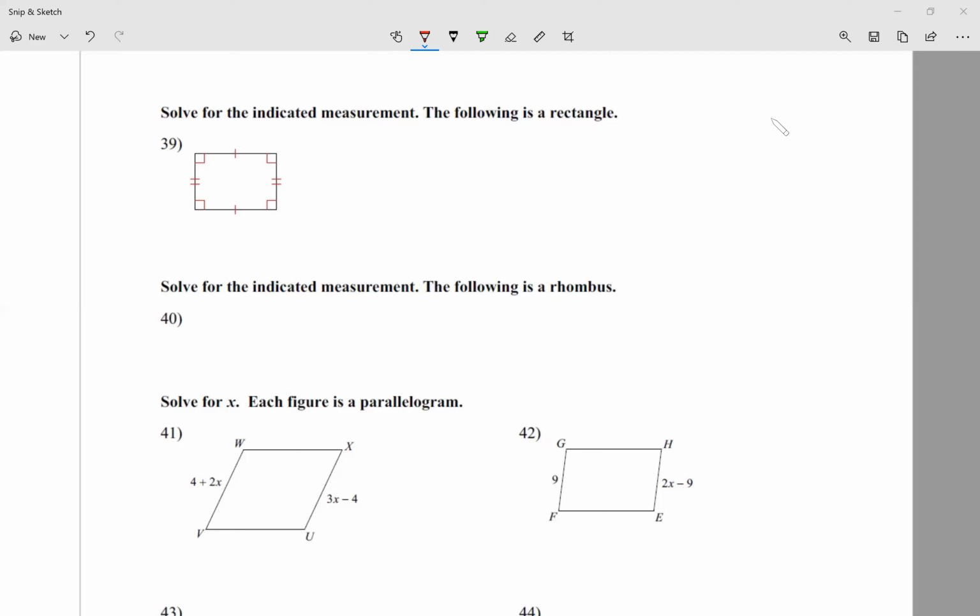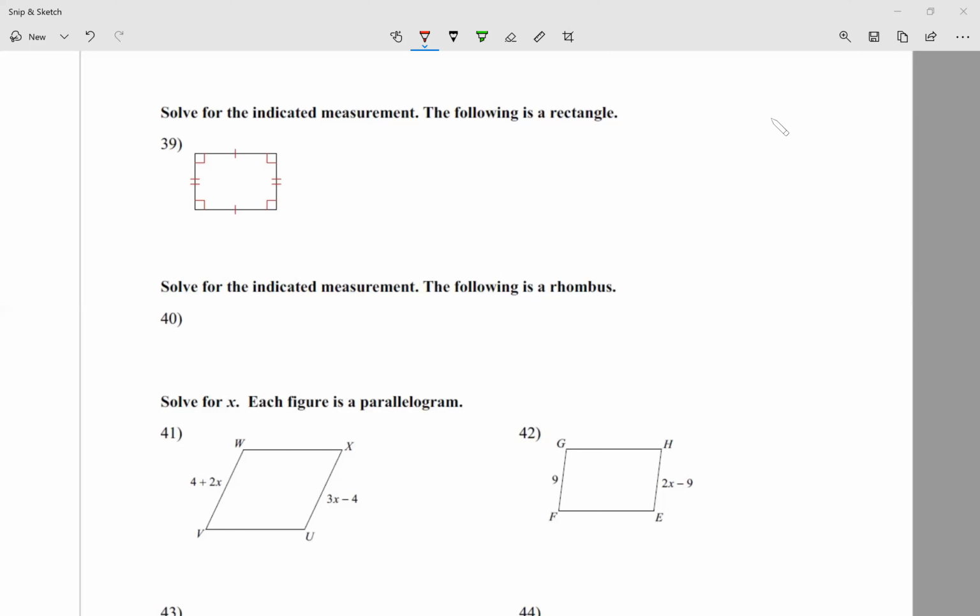And then this one right here, let's call this 50-50. And the same thing here. So the angles get cut in half and opposite angles are equal. So we know the angles of a rhombus. We can deal with those. So let's take a look at question number 40.